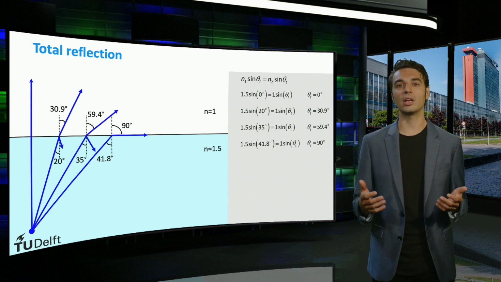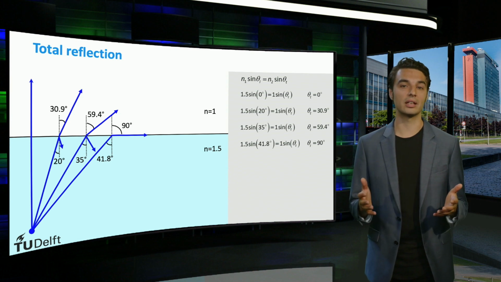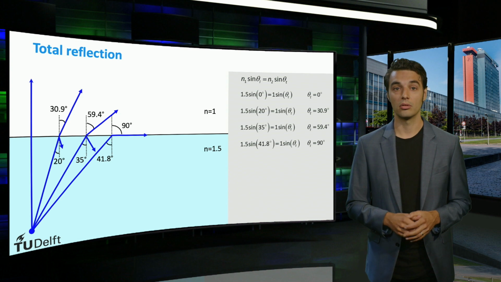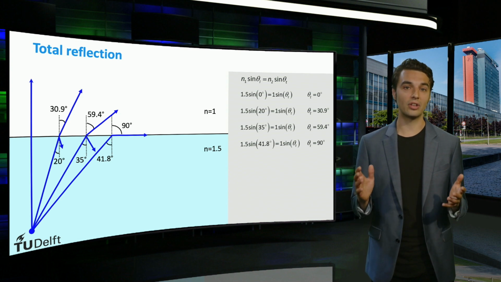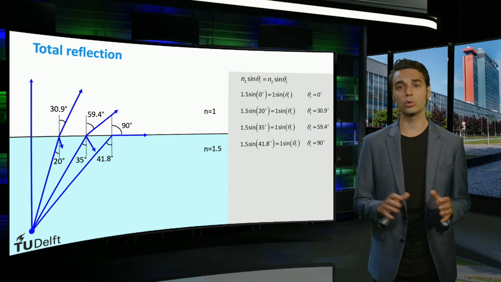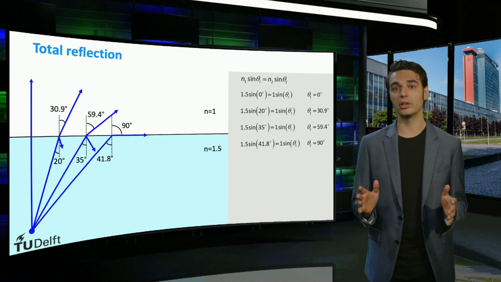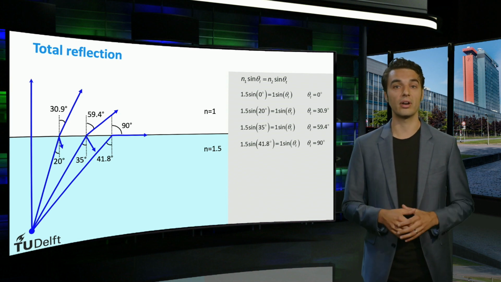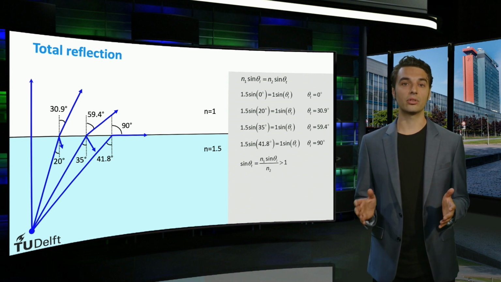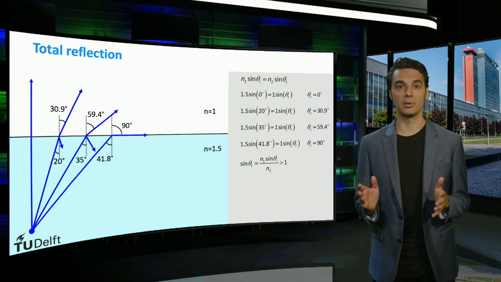When a light beam is incident under an angle greater than the critical angle, the beam will no longer be transmitted. Rather, the beam will be entirely reflected at the interface of the two media. Total reflection only occurs when moving to a material with a lower refractive index. Total reflection takes place if the sine of the angle of transmission is greater than 1.